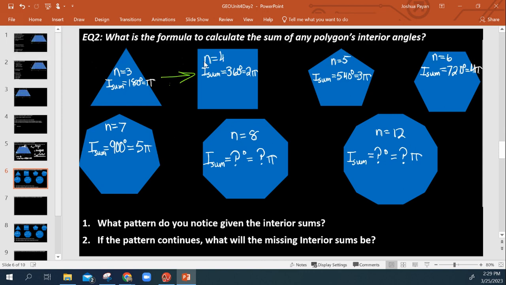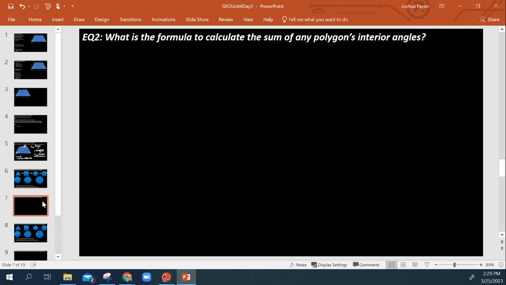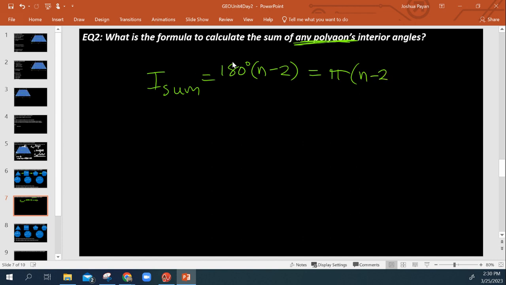Okay, so if we follow from here to here to here, there's a very clear pattern that's happening. And that pattern is that the interior sum for any polygon, not just regular polygons, not just triangles, is always going to be equal to n minus 2 times, and here, I don't like writing it in this order, a half circle. So that could be 180 degrees times n minus 2, or that could be pi radians times n minus 2, right? So half circle, see that here as well. Okay, and n is the number of vertices or sides.